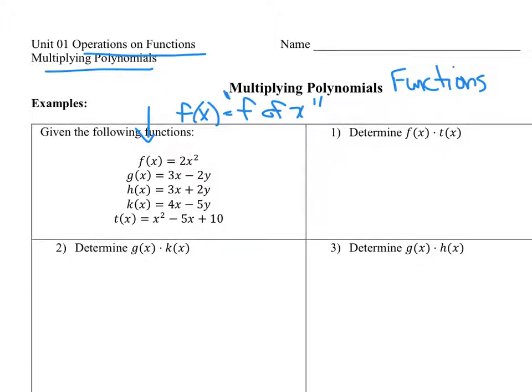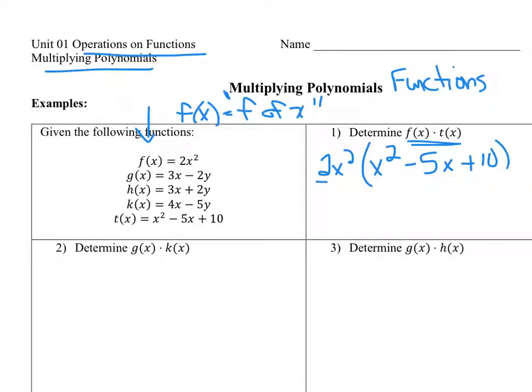Okay? So what we have here, if we look over here, we say what's f of x times t of x. So the little dot means multiply. So that means I'm going to take f of x, this is f of x, and multiply it times t of x. So that's allowing you to see which ones to multiply together without actually giving you the polynomial. So I'm going to do f of x times t of x. So I'm going to rewrite it here so that you can see what I'm actually multiplying together.